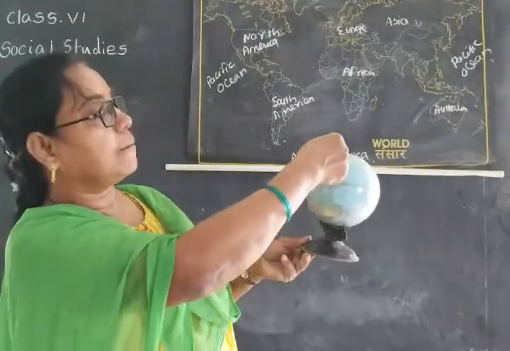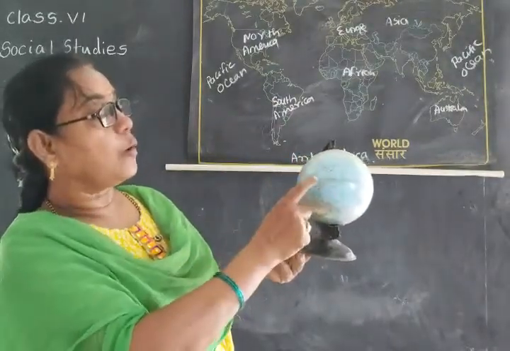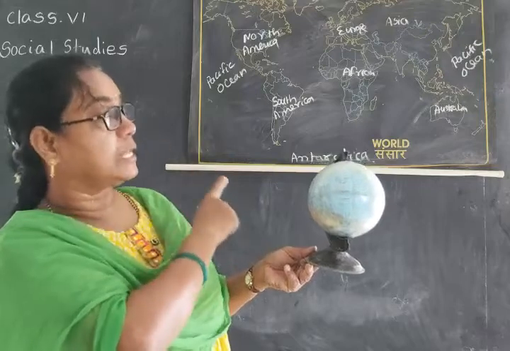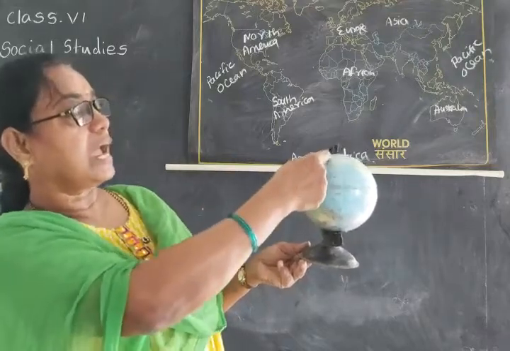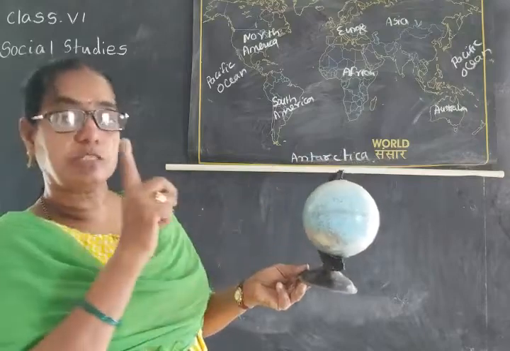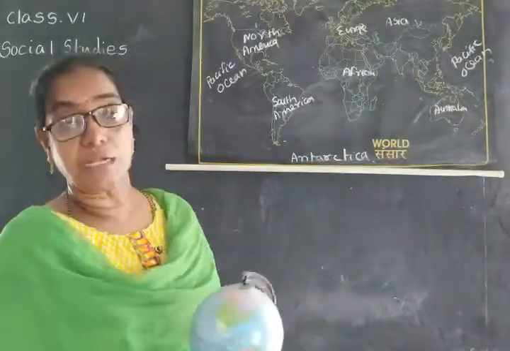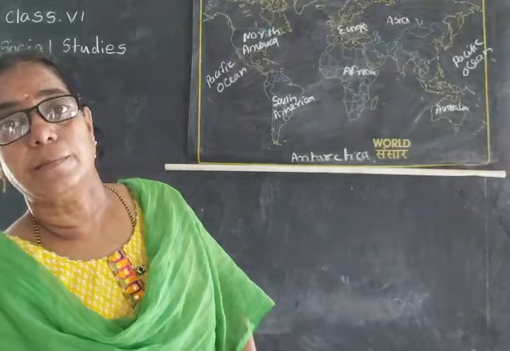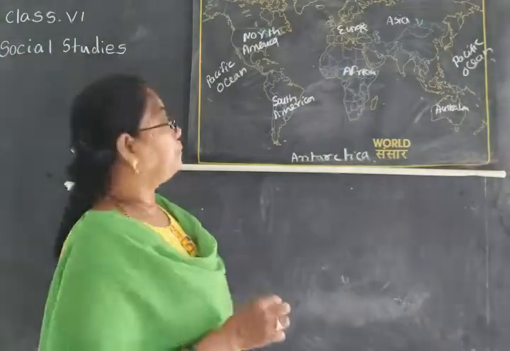Why? Because while we are making the globe into a flat surface like a chart, it was cut and separated. That's why the Pacific Ocean is only one ocean. What is the specialty of the Pacific Ocean? It is the largest ocean and the deepest ocean.